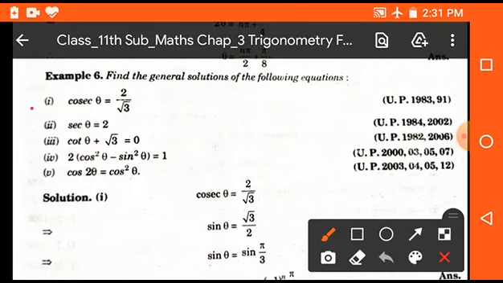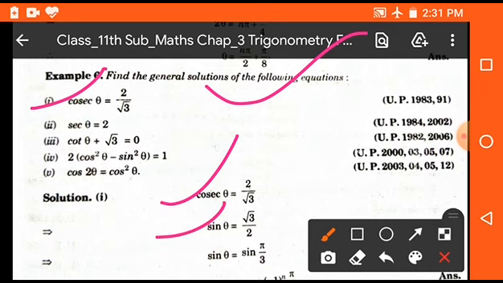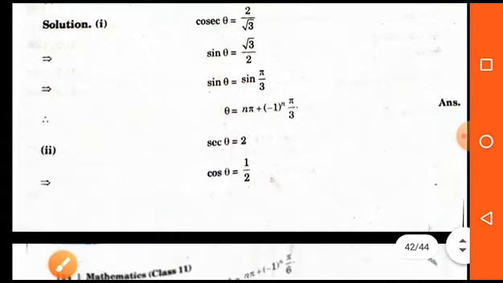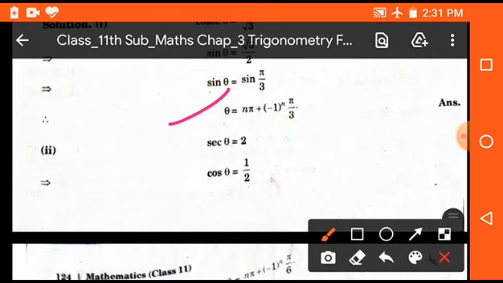Now we will discuss some more examples. The first example is cosec theta is equal to 2 upon root 3, and find the general solution of the following equation. So cosec theta is equal to 2 upon root 3. So sin alpha will be root 3 upon 2 because it is the reciprocal of cosec alpha. Sin theta is equal to sin alpha. Here alpha is pi by 3. So we will use the formula theta is equal to n pi plus minus 1 to power n into alpha, that means pi by 3. Clear, students? So this is the required solution.